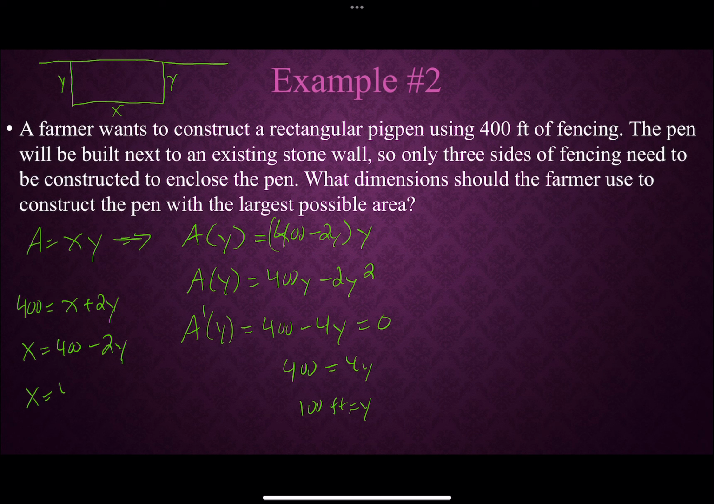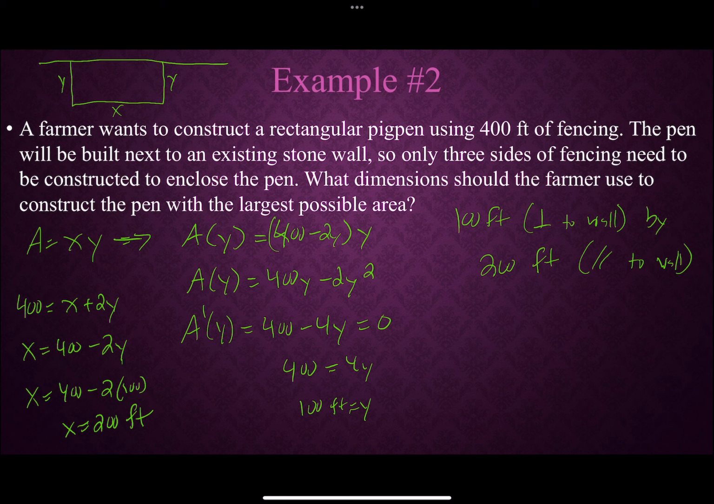And the next, when we fill that back in, is going to be 400 minus 2 times 100, which would be 200 feet. So the idea here is, Y in this case was perpendicular to the wall, so it's going to be 100 feet, which is perpendicular to the wall, by 200 feet, which is parallel to the wall.